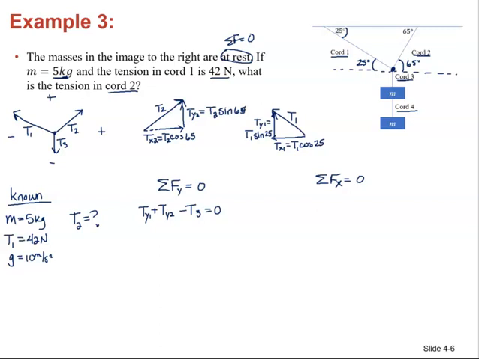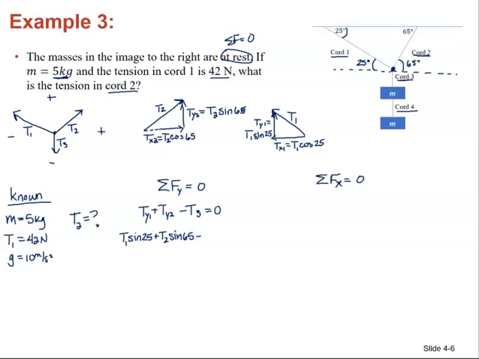Well, let's see. We know the y component of T1 is going to be T1 sine 25. The y component of T2 is going to be T2 sine 65. Now, T3 is a problem. We don't have a special equation for it, so what we need to do is see if we can find what T3 is. What is the tension in chord 3?